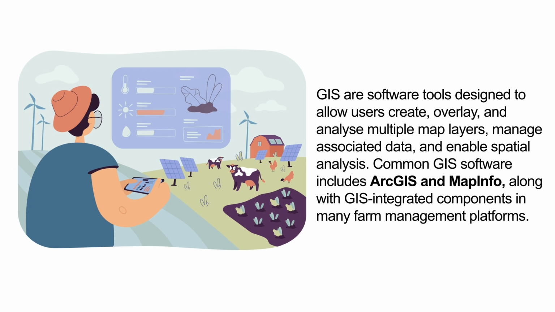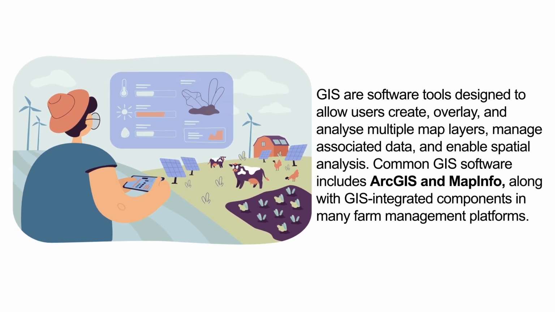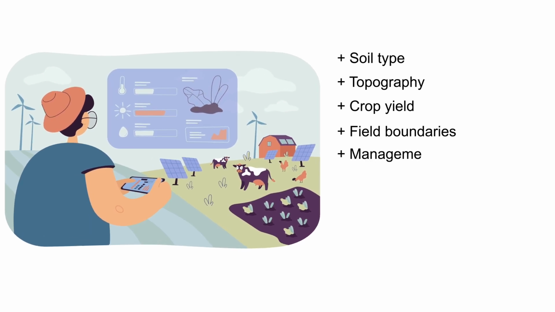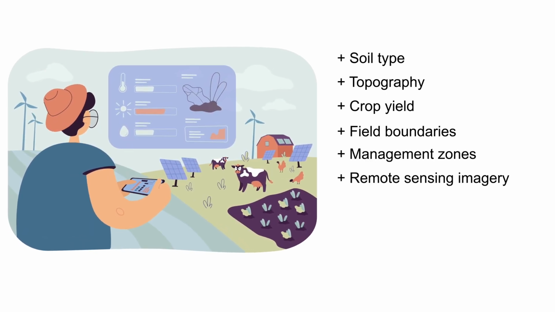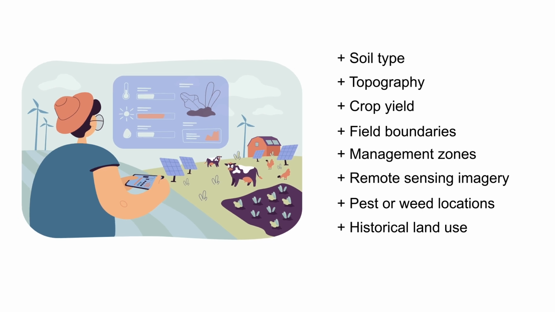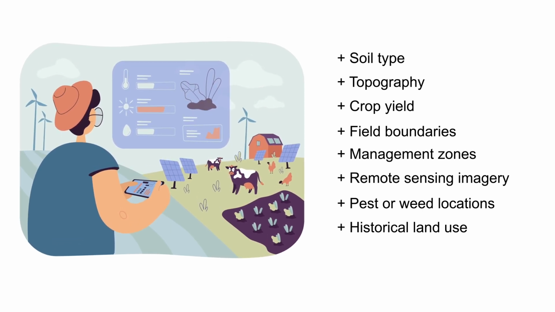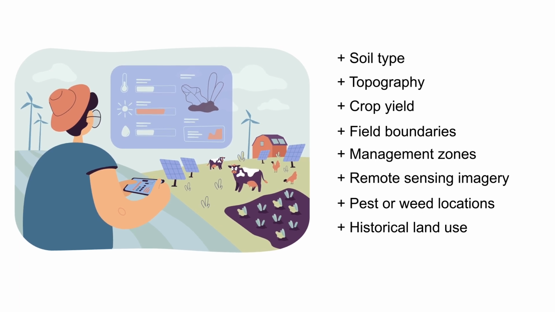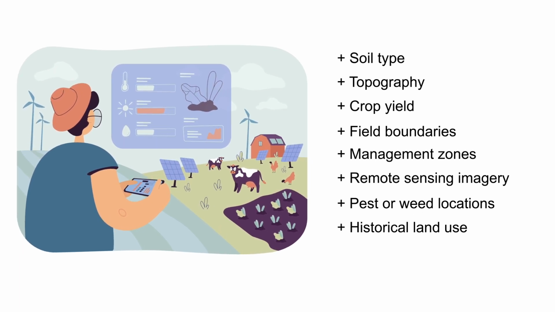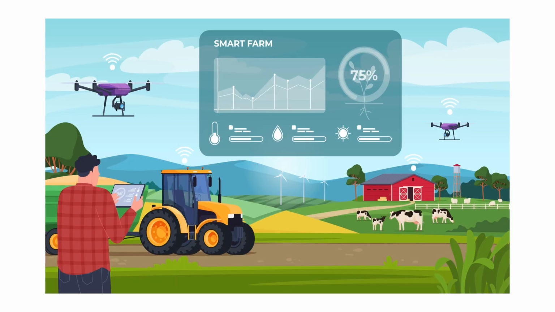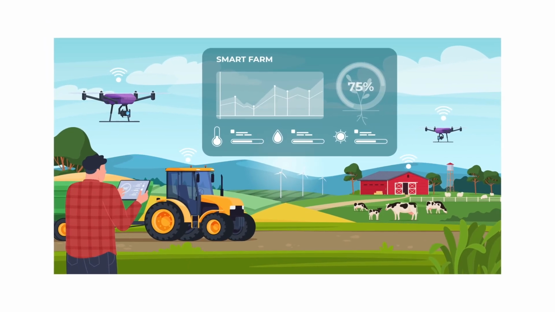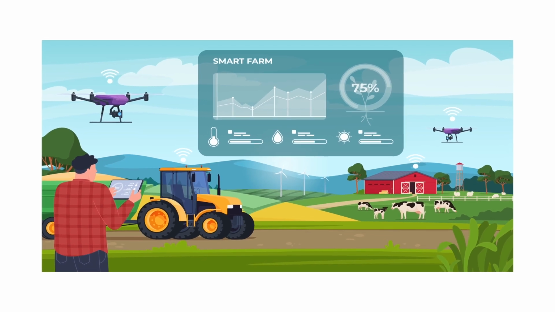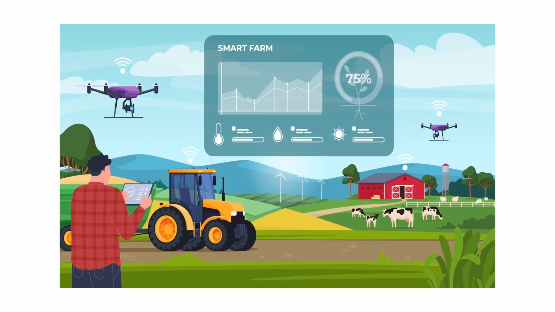Farmers can utilize GIS to analyze a variety of data layers, such as soil type, topography, crop yield, field boundaries, management zones, remote sensing imagery, pest or weed locations, and historical land use. Recording and analyzing this information over time allows farmers to track variables like soil, yield, and elevation, which can then be used to create management zones. When digitized, this data can generate variable rate prescriptions that integrate directly into GPS-enabled tractor systems, streamlining site-specific crop management.